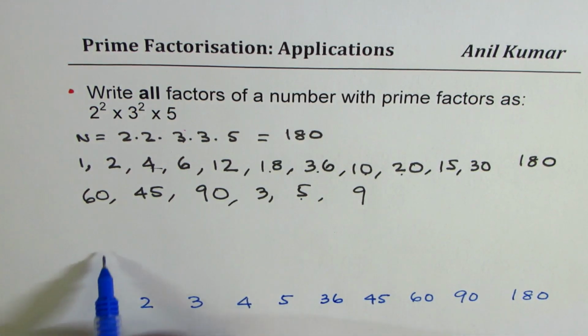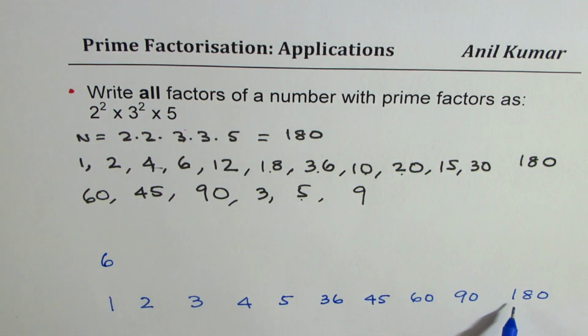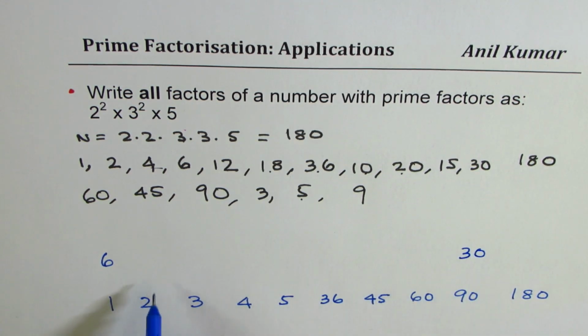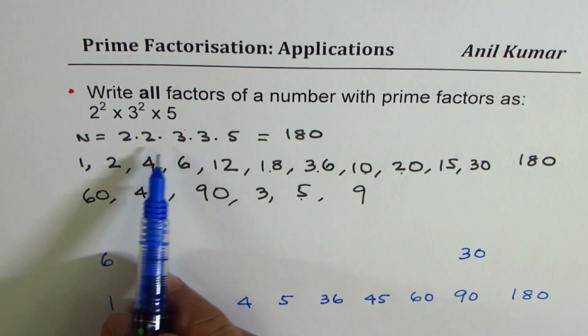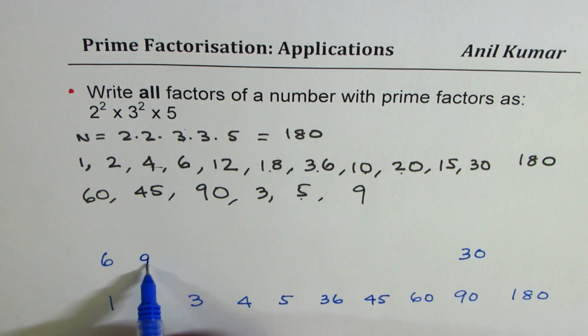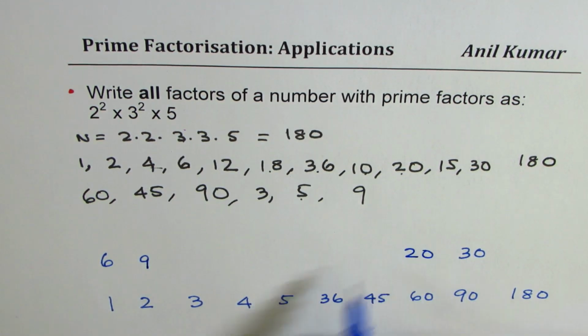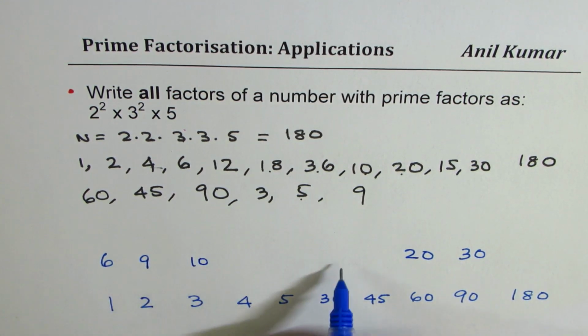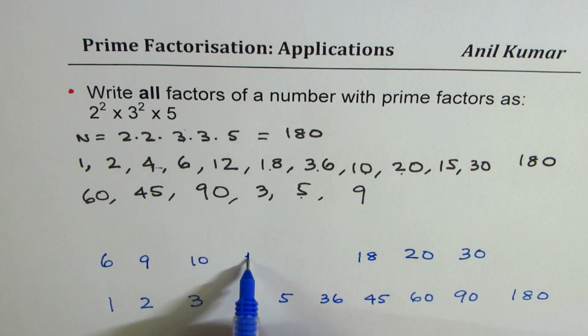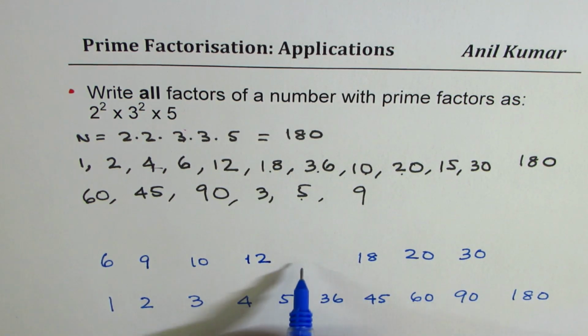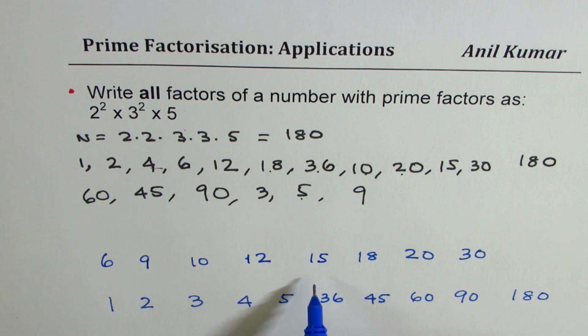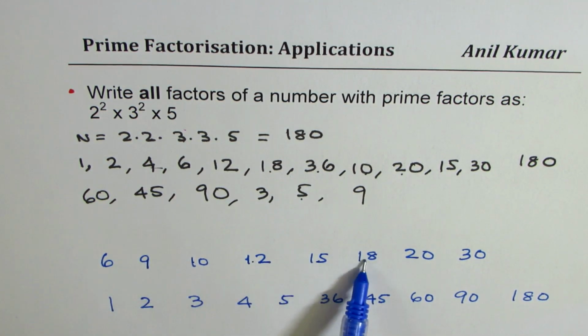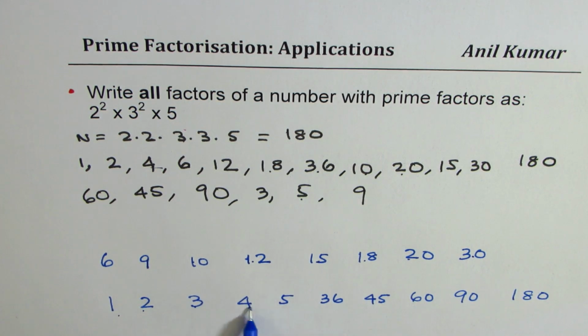Now we can move forward. We can say 6 times, dividing by 6, we get 30. 7, 8, 8 is not a multiple, 9 is a multiple, 3 times 3. So if I divide by 9, I get 20. And then I could divide by 10 to get 18. By 12, we can divide, 12 times 15 will give us this particular number. So we could get this particular list. Let's count. 1, 2, 3, 4, 5, 6, 7, 8, 9, 10, 11, 12, 13, 14, 15, 16, 17, 18.